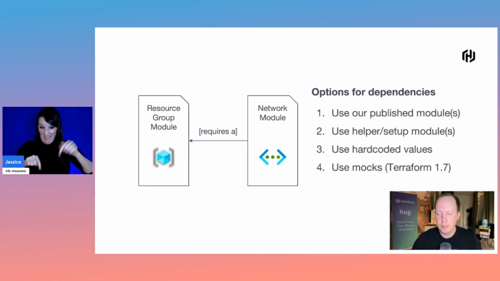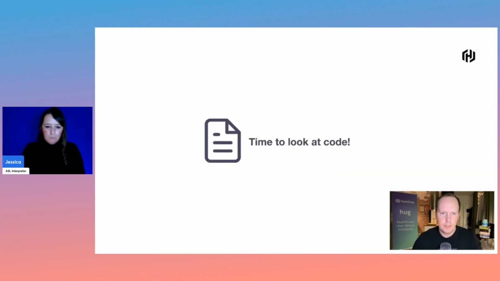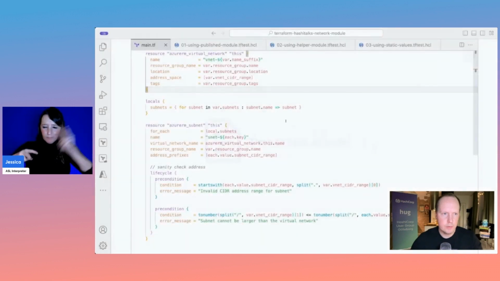You can use the published module if you're in control of both of these modules. You could set up helper or setup modules just to specifically create the kind of dependency you want. You could use hard-coded values, or you can use mocks starting in Terraform 1.7. The problem with the last two options is that it might not be possible to run apply operations if, for instance, in Azure, the resource group must exist, so you can't mock away and create a network inside of it.